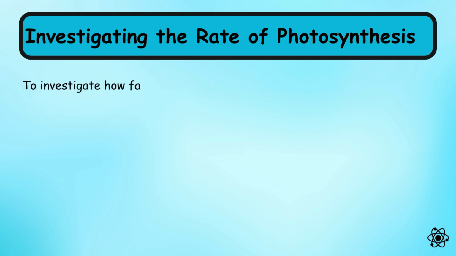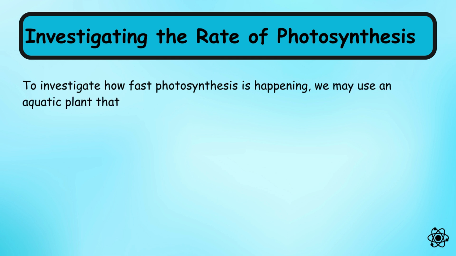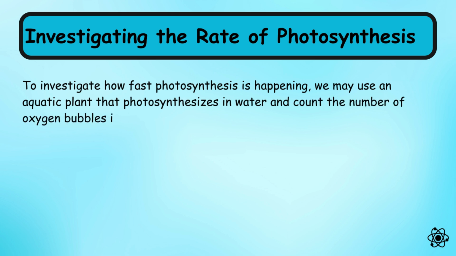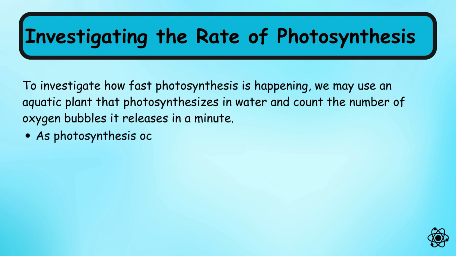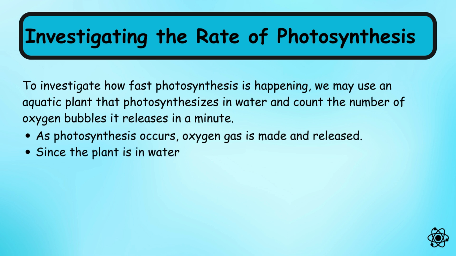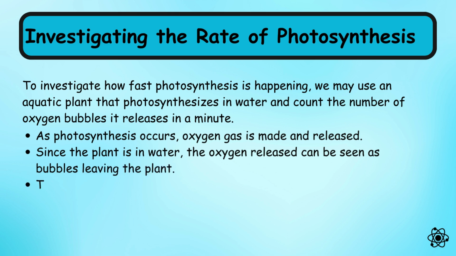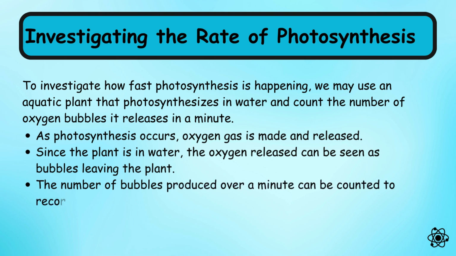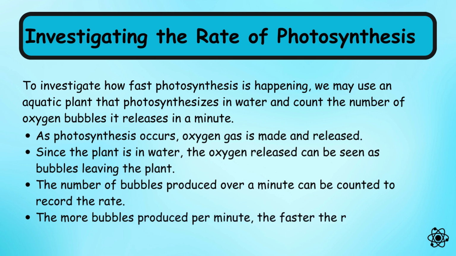To investigate how fast photosynthesis is happening, we may use an aquatic plant that photosynthesizes in water and count the number of oxygen bubbles it releases in a minute. As photosynthesis occurs, oxygen gas is made and released. Since the plant is in water, the oxygen released can be seen as bubbles leaving the plant. The number of bubbles produced over a minute can be counted to record the rate. The more bubbles produced per minute, the faster the rate of photosynthesis.